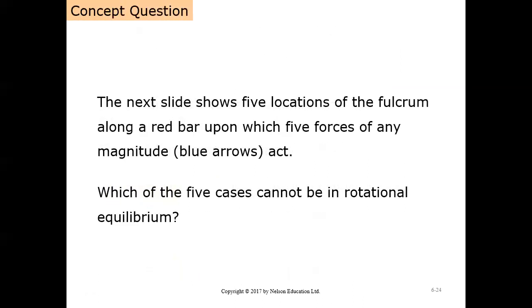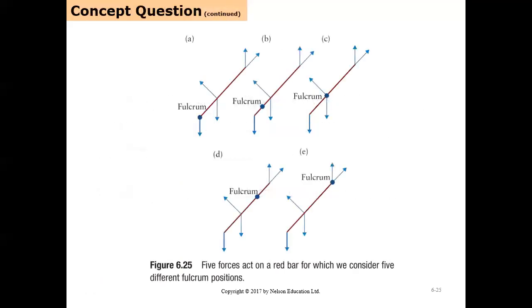Right, now we have got some questions. The next slide shows 5 locations of fulcrum along a red bar. The fulcrum is the joint around which it can turn. 5 forces of any magnitude act. Which of the 5 cases cannot be in rotational equilibrium? So we have 5 cases, A, B, C, D, E.